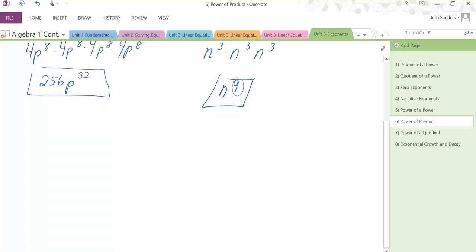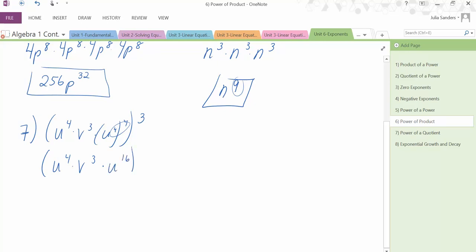Number 7 is kind of challenging. So you have u to the 4th, b to the 3rd, times u to the 4th, all raised to the 4th power, raised to the 3rd power. Okay, so we got a lot going on. So let's simplify what's in my parentheses. So u to the 4th, b to the 3rd. Now u to the 4th to the 4th power, this 4 and 4, you can multiply them, so it's u to the 16th.